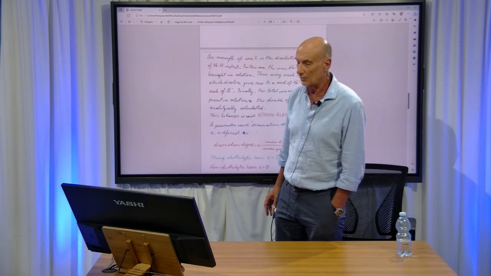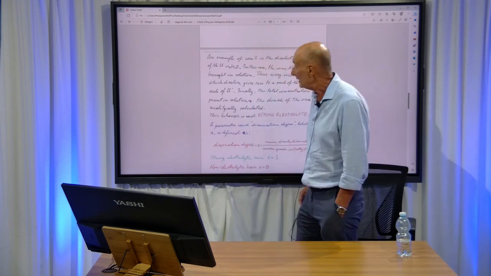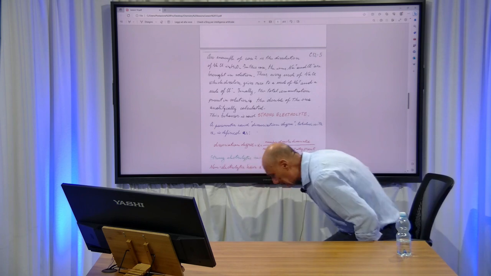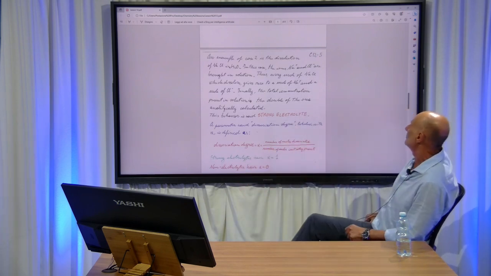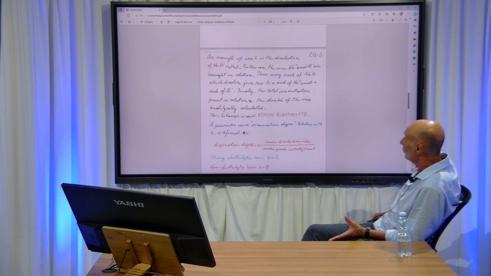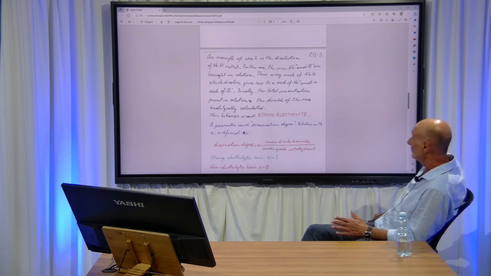An example also of case two is the dissolution of sodium chloride in water, as we already saw. In this case, the sodium chloride is composed of a solid in which there are sodium ions and chloride ions. Sodium ions and chloride ions are surrounded by water molecules and are brought in solution. This is a very important fact because every mole of sodium chloride which dissolves gives rise to a mole of sodium ion and a mole of chloride ion. Finally, the total concentration present in solution is double the one analytically determined.